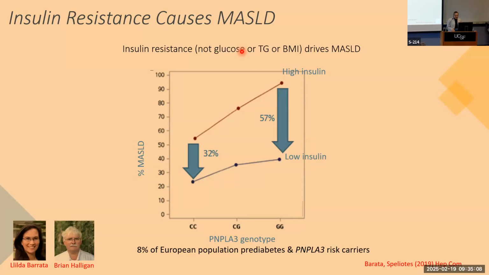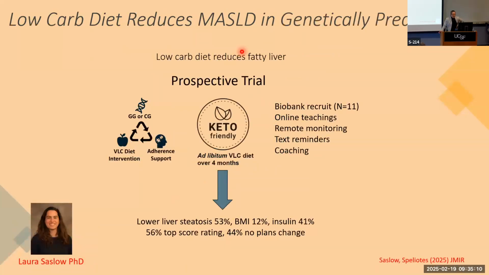Because they're really high risk, towards that we looked to initiate some clinical trials. So with Laura, we recruited individuals that had a PNPLA3, either GG or G, from our biobank, and then put them on a keto diet that decreases their insulin resistance, and supplemented that with online teachings, monitoring, text reminders, and coaching. And at 4 months, these individuals lowered their steatosis by 53%, their BMI by 12%, and their insulin by 41%.